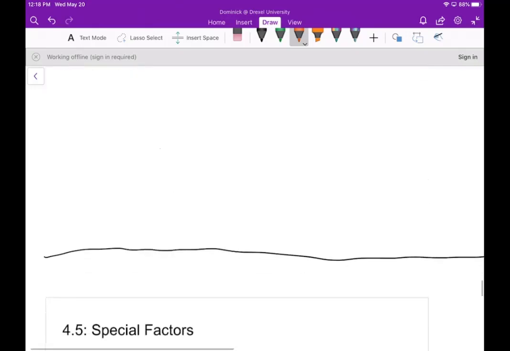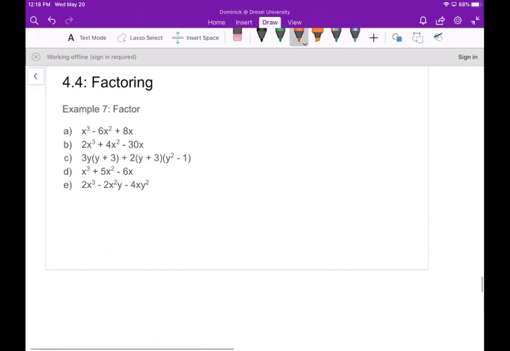I think this is the last, yeah. So this is the last slide of the examples. Okay, so now in part A, we have x to the third minus 6x squared plus 8x. Again, keeping in mind that we want to factor out any GCFs first, it looks like I can take an x out of everything, and I'll be left with x squared minus 6x plus 8.